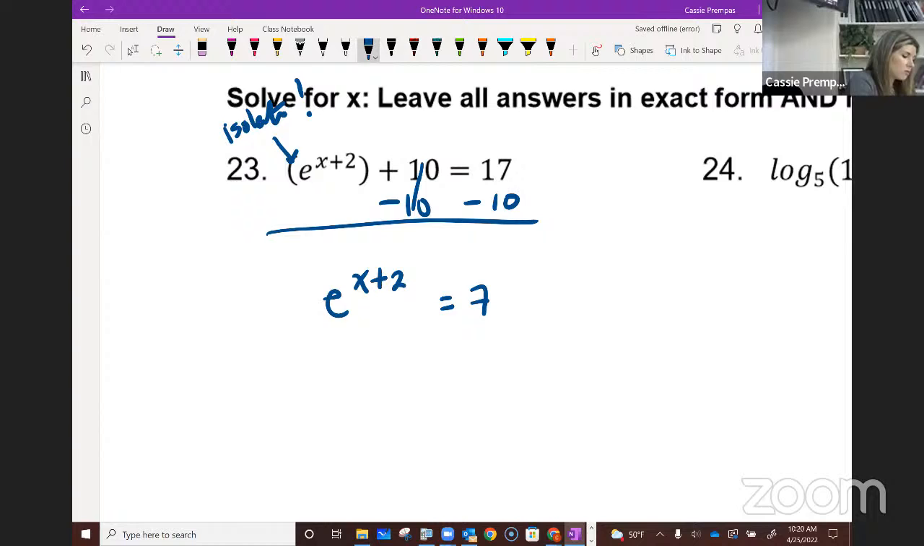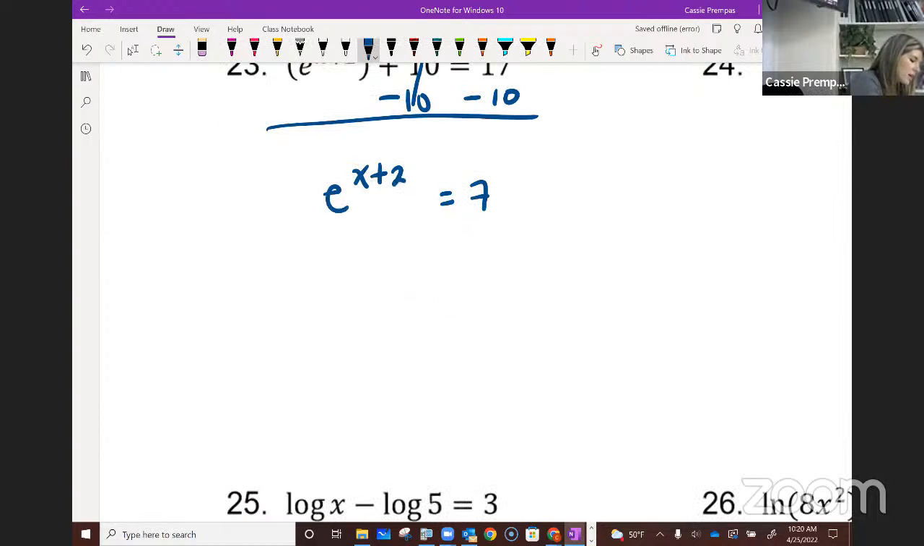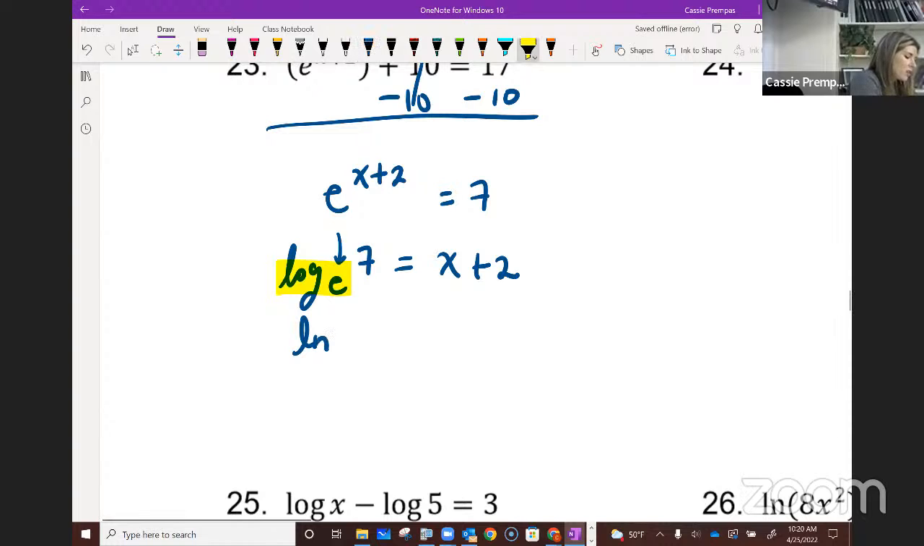Now, what do I do? Log, good. What's my base? E. Log base e of 7 equals x plus 2. I do not want to type in log base e on my calculator. What could I type in instead? ln, awesome. That's a really important thing to make note of. Log base e is the same as ln. Wait, isn't the problem that when you plug it in, there's another exponent?